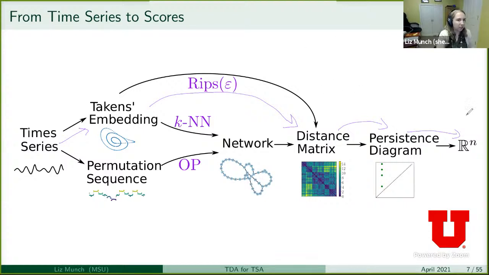For the purposes of today's talk, these are going to be relatively simple examples, and we're going to talk about how to mess around with this sort of starting path in this diagram, but replacing some of these options with other ways of getting representations of time series that we can use and combine with persistence diagrams.